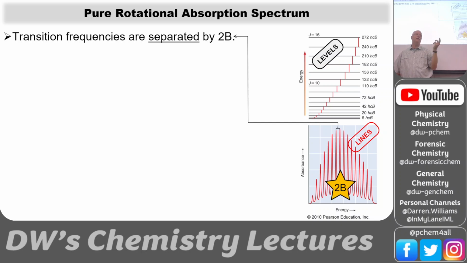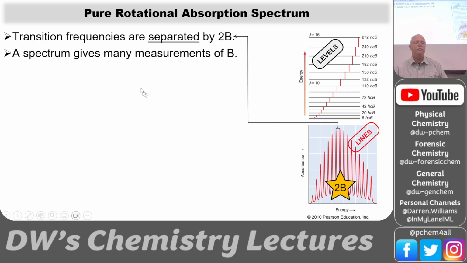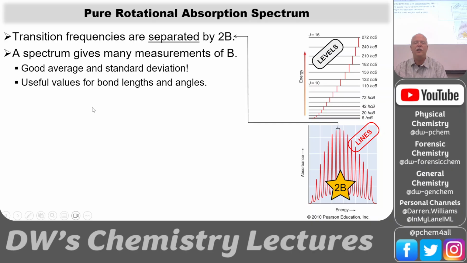So that's what you're going to see in your lab, only it will be on top of a vibrational transition, but you'll see individual rotational lines, so you'll see something very similar to that. So this spectrum gives a whole bunch of measurements of the rotational constant. We could take the difference between those peaks and calculate B very easily. So this gives a really good average and a really good standard deviation on B. And so we can use that to get bond lengths and angles.